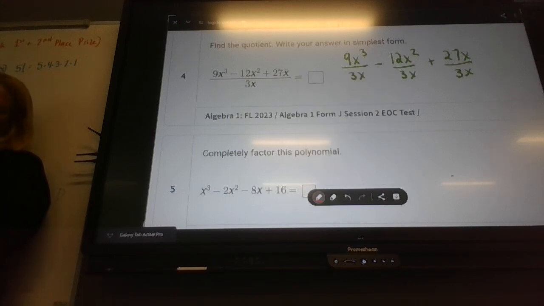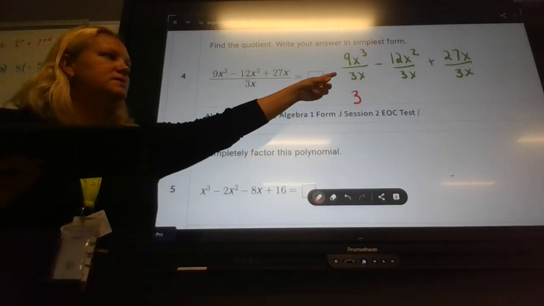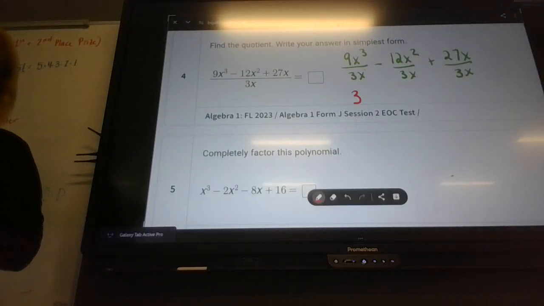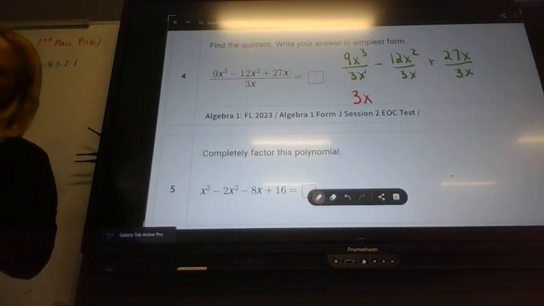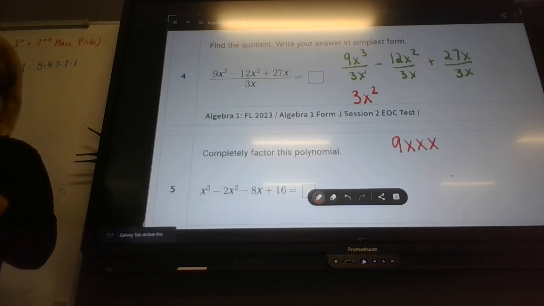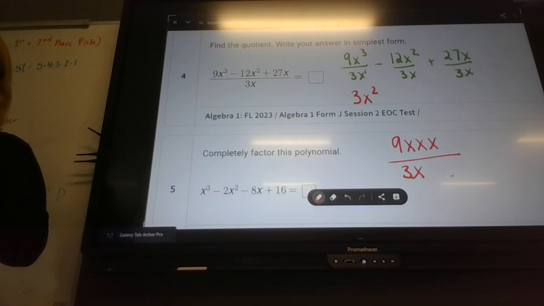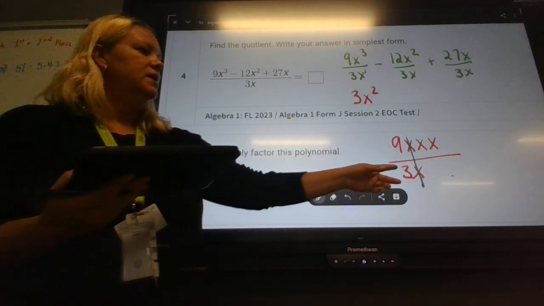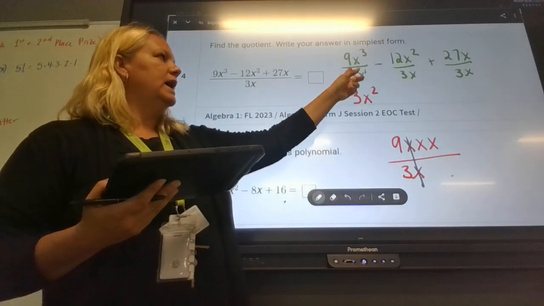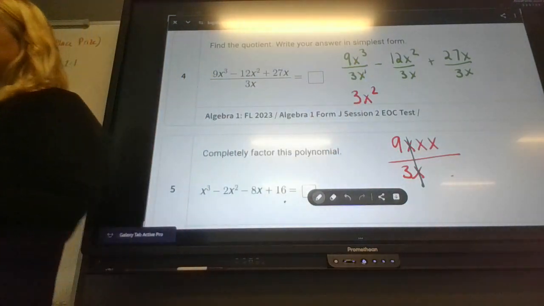So 9 divided by 3 is 3. And remember, you're going to subtract these exponents. X to the third over x to the first. One of those will cancel, x squared. Remember when we did this, we wrote it like this, with 3 on top and 1 down below. And then we would cross out the matching. And see how there's only 2 left? And that's why it's x squared. And 9 divided by 3 is 3.